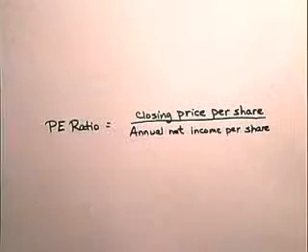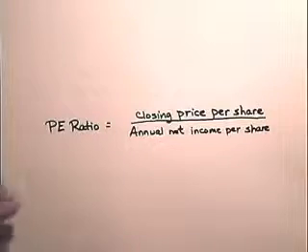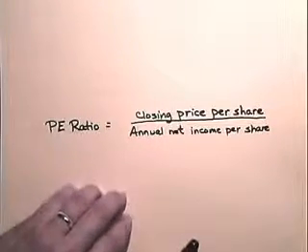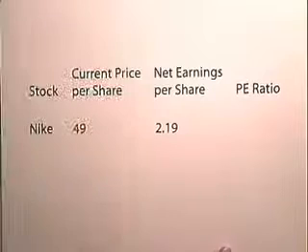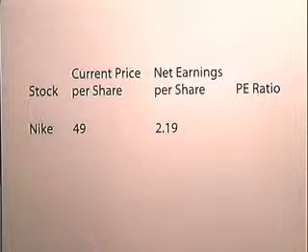Now let's define the P/E ratio and calculate the P/E ratio for a stock. The P/E ratio is defined to be closing price per share divided by the annual net income per share. So let's find the P/E ratio for the following stock. Stock is Nike. The current price per share is $49, and the net earnings per share is $2.19.